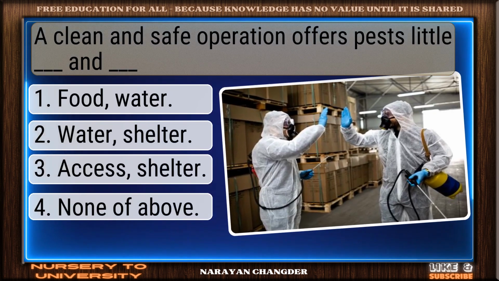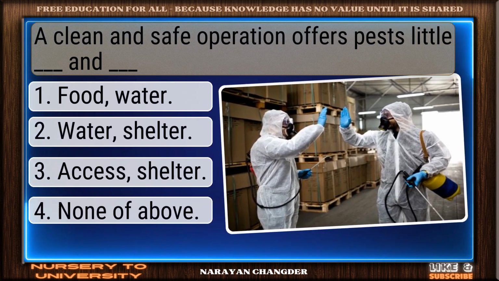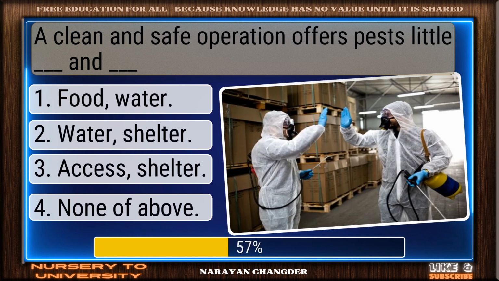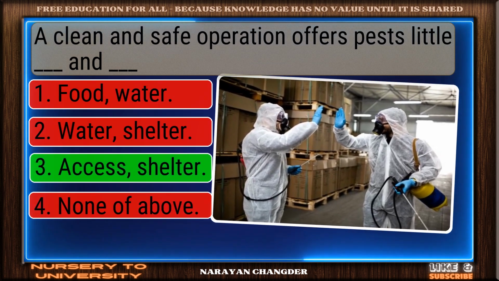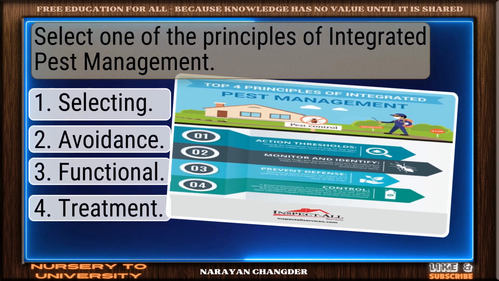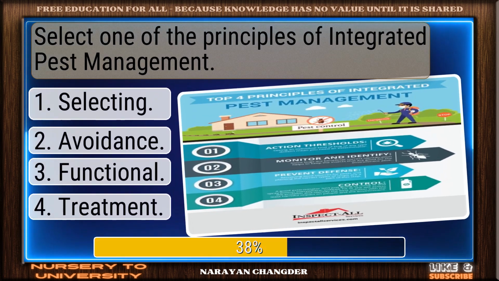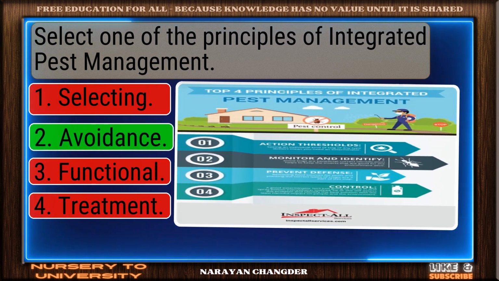A clean and safe operation offers pests little dash and dash. Valid point. Access, shelter is true. Select one of the principles of integrated pest management. Bravo. Avoidance is the answer.